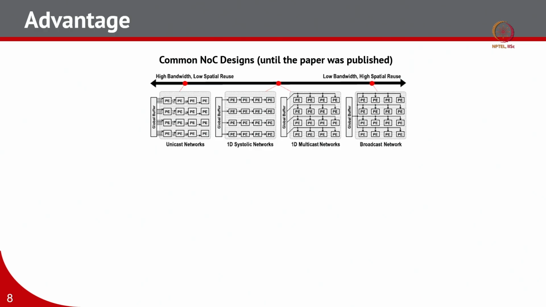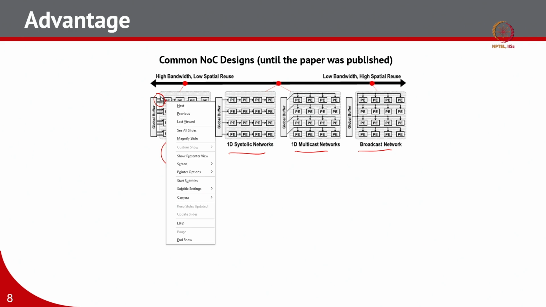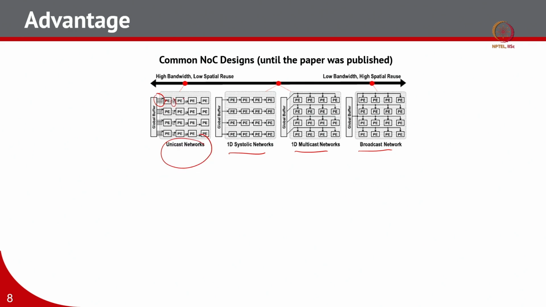Now, taking a little step back, there are different NoC designs, okay, till the paper was published. There is something called a unicast network, there is a 1D systolic network, a 1D multicast network, and then a broadcast network. When we say unicast network, that means the global buffer will send all the values to the first PE. The first PE will keep some value and then send the rest to the second PE, and then the second PE will send the values to the third PE, and so on and so forth. That is the unicast network.